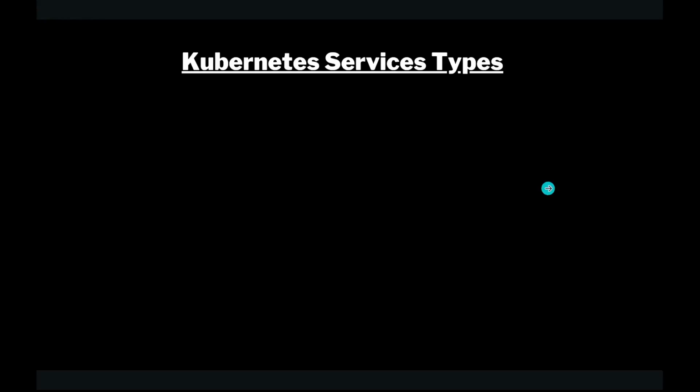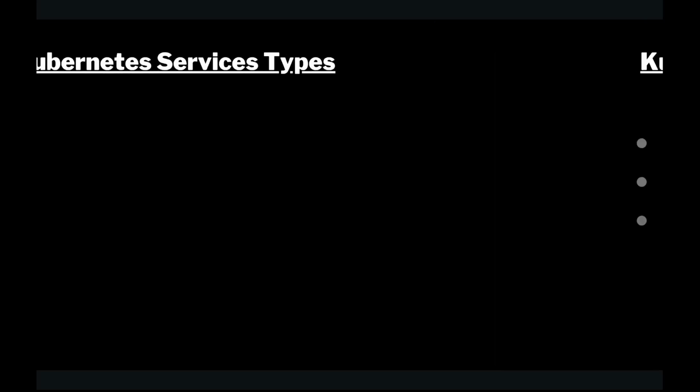So now let's talk about different types of Kubernetes service we have. First of all, what is a Kubernetes service? A Kubernetes service is a way of exposing your application which is running as a pod in your Kubernetes cluster. You may want to expose your application internally within the cluster or externally to the outside world, right? Based on that, there are certain types of Kubernetes service.